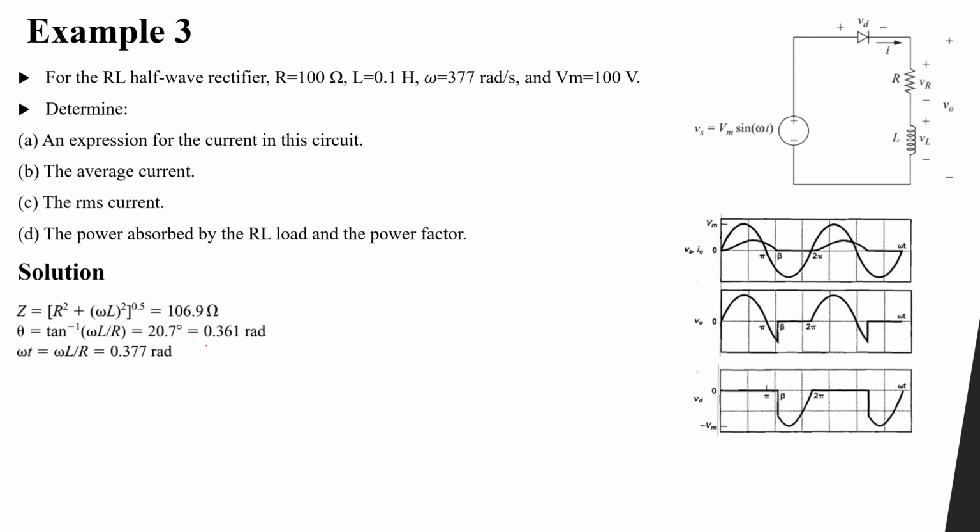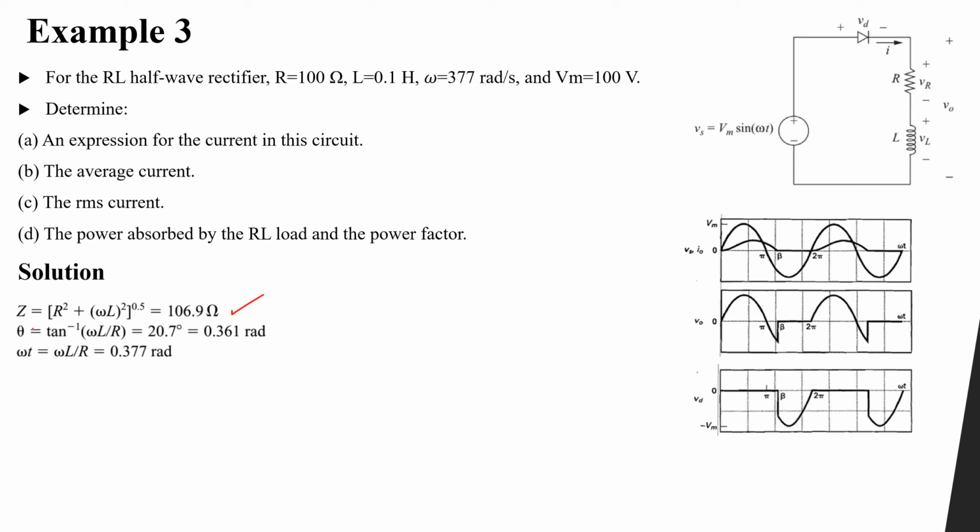As you remember, these values are important as we use them in writing our current equation. Number 1, the impedance Z is equal to the square root of R squared plus (omega L) squared. With omega 377, inductance 0.1 and resistance 100 ohms, by substituting you will get the impedance of the circuit as 106.9 ohms.